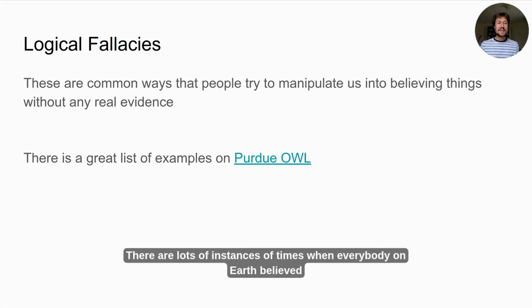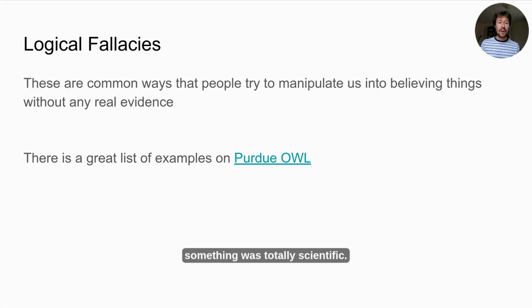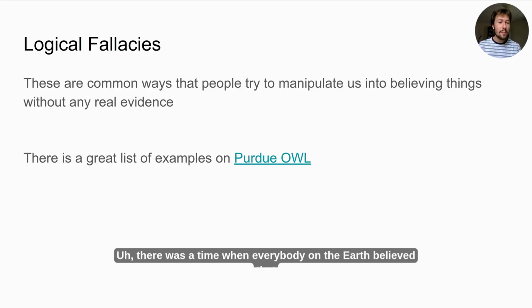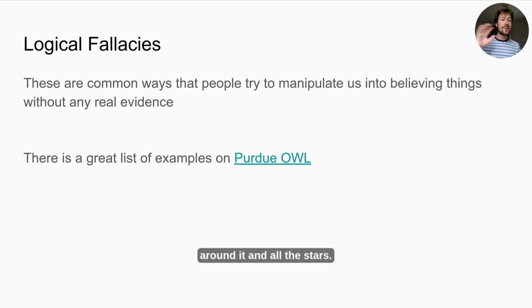There are lots of instances of times when everybody on Earth believed something was totally scientific fact, and then it turned out to be totally wrong. There was a time when everybody on the Earth believed that the Earth was the center of the universe and the sun rotated around it and all the stars. And now we know that's not true, right?